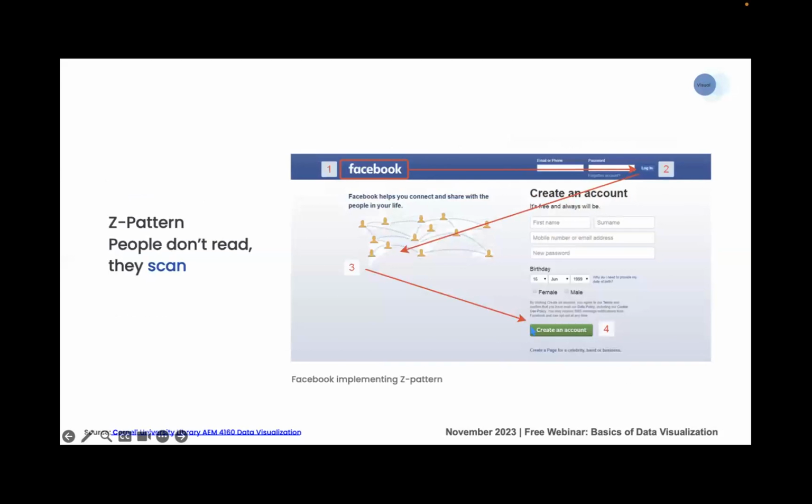The good example is Facebook. People go here, they move here, 3, 4. You can say, if you're creating a dashboard or presentation, you have the most important story where the 1 is, and then the less important one, something people can look at later, I would put it here. So color, business, as well as this location, the real estate also matters.